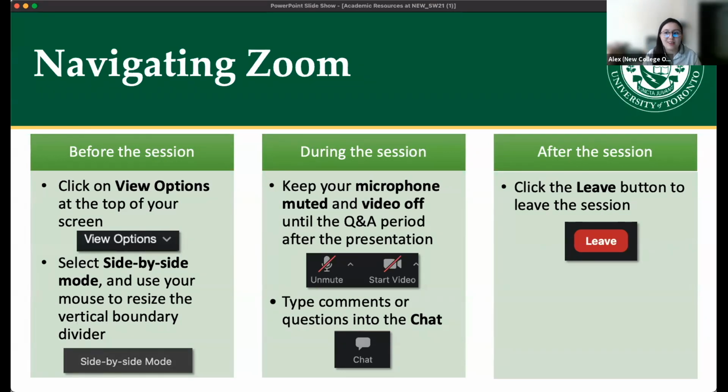Hopefully you've seen enough Zoom calls that you will recognize that leave button as the bright red one on your screen.